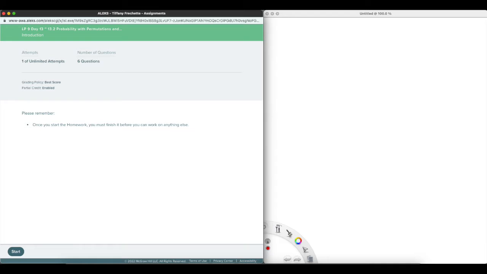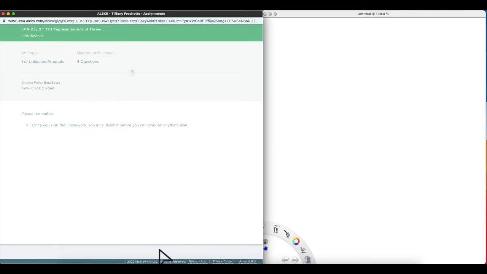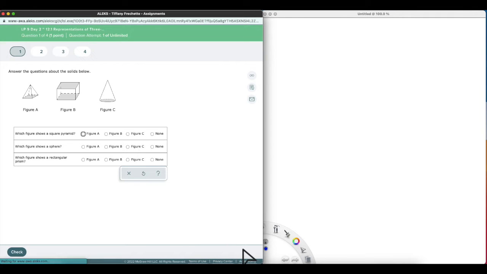This also, if I understand correctly, goes into parts of a question too, if there's more than one answer within the question. There's partial credit on there too. Down here it says, please remember once you start your homework, you must finish it before you can work on anything else. And what that means is once I click start, down here in the bottom right corner, there's going to be a submit assignment button. This is how we finish an assignment.